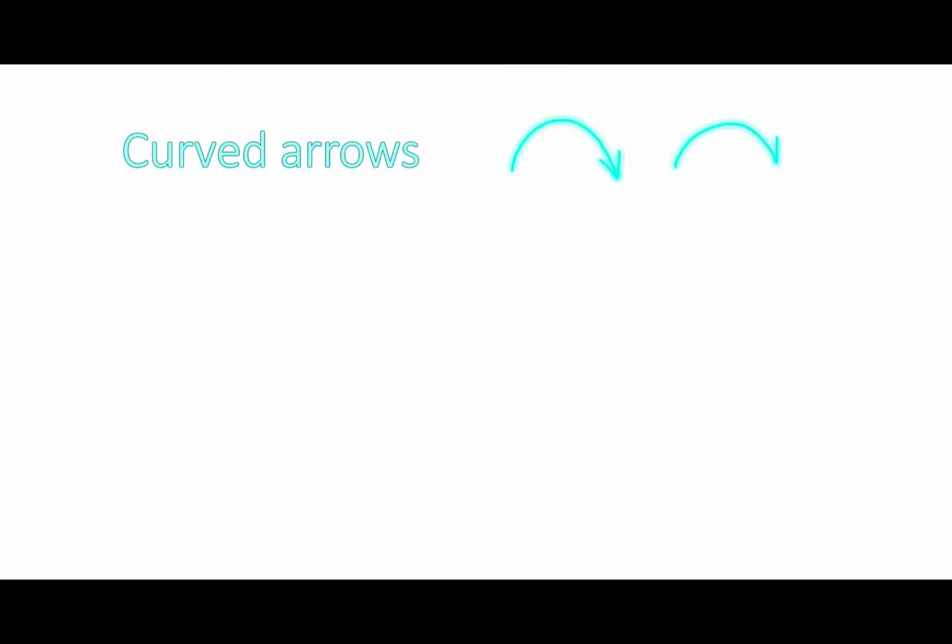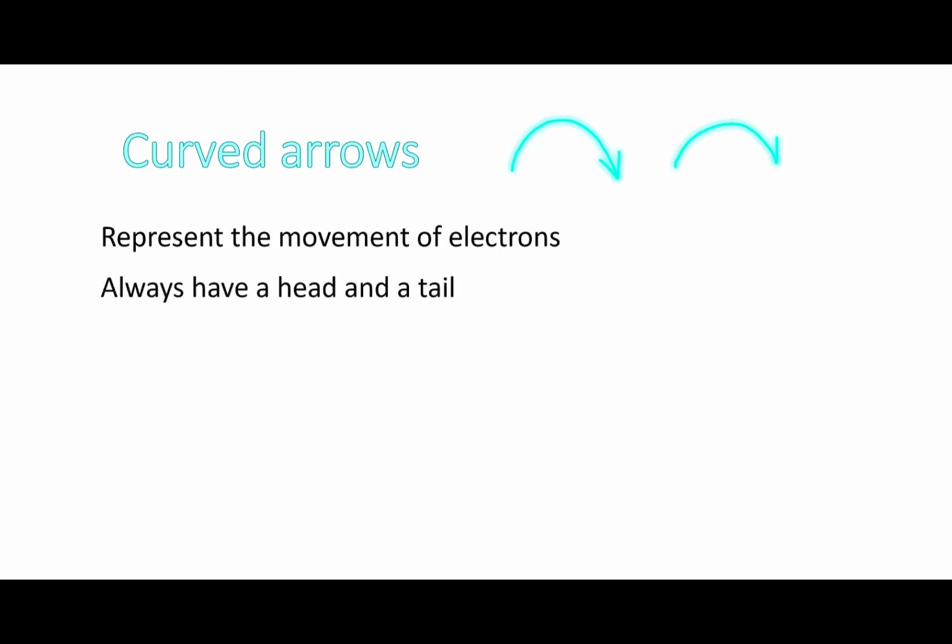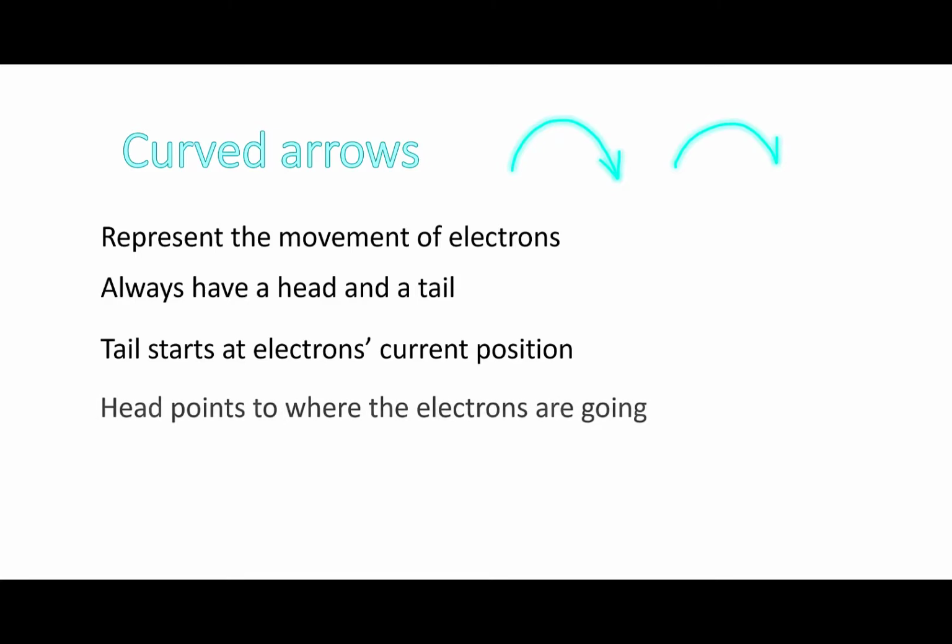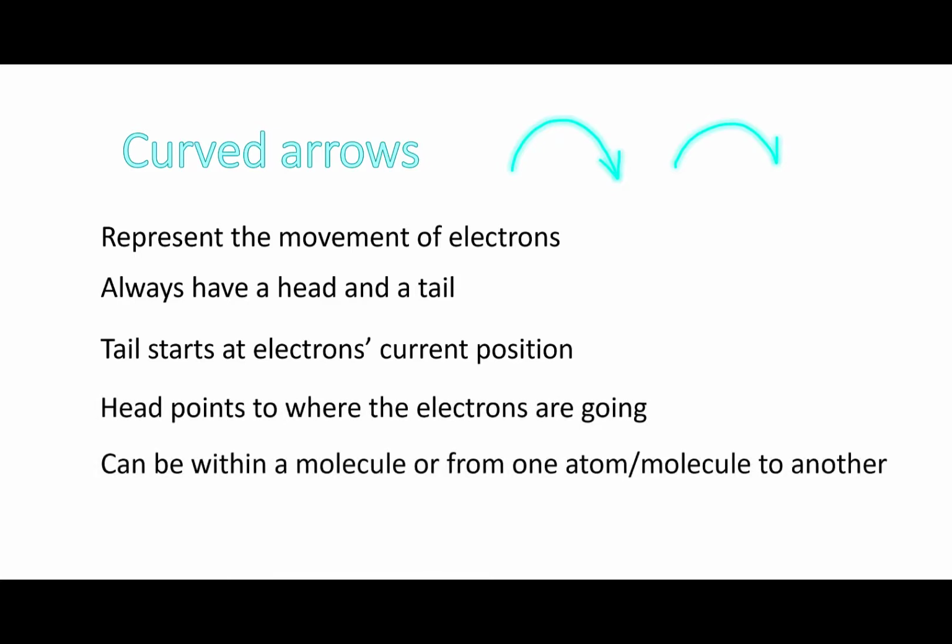Let's start by looking at curved arrows. Curved arrows represent the movement of the electrons, not the nuclei, only the electrons. And they always have a head and a tail. The tail starts at the electron's current position, and the head points to where the electrons are going. And this could either be within one molecule, or it could be from one atom or molecule to another.